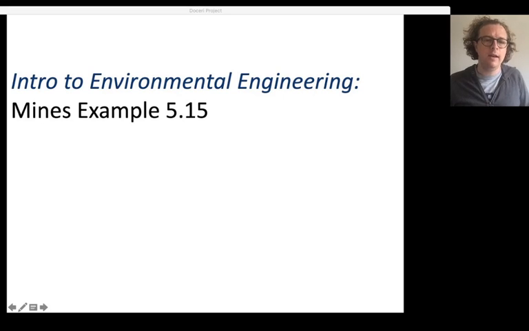I want to look at the example problem 5.15 out of our Mines textbook together. I like this one because it's a great example that requires us to combine energy balance and mass balance approaches to solve a problem.